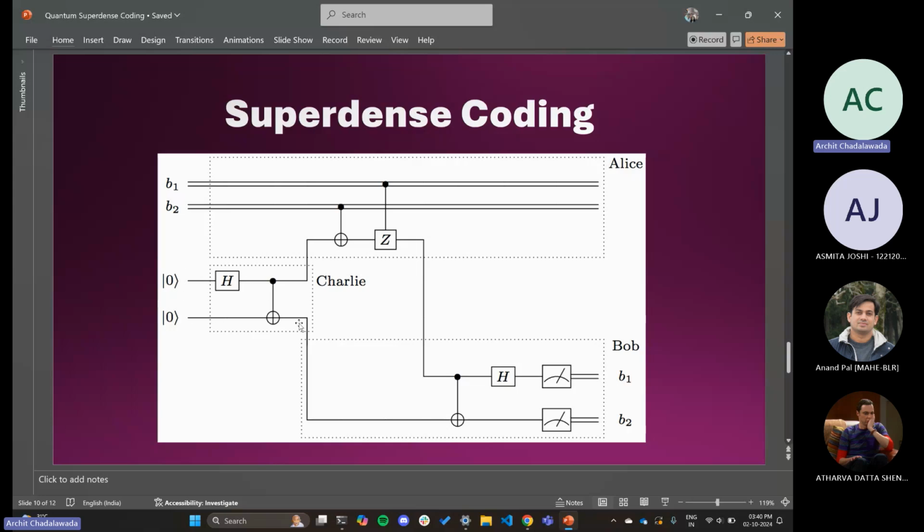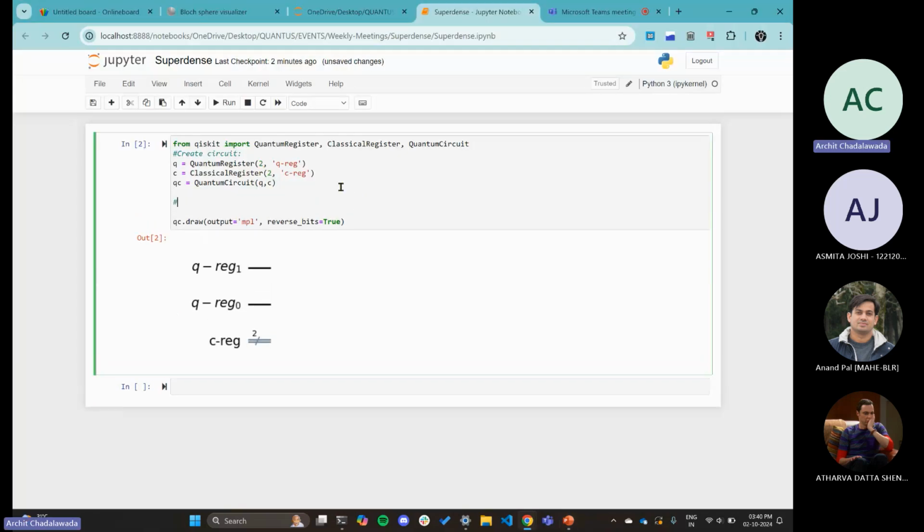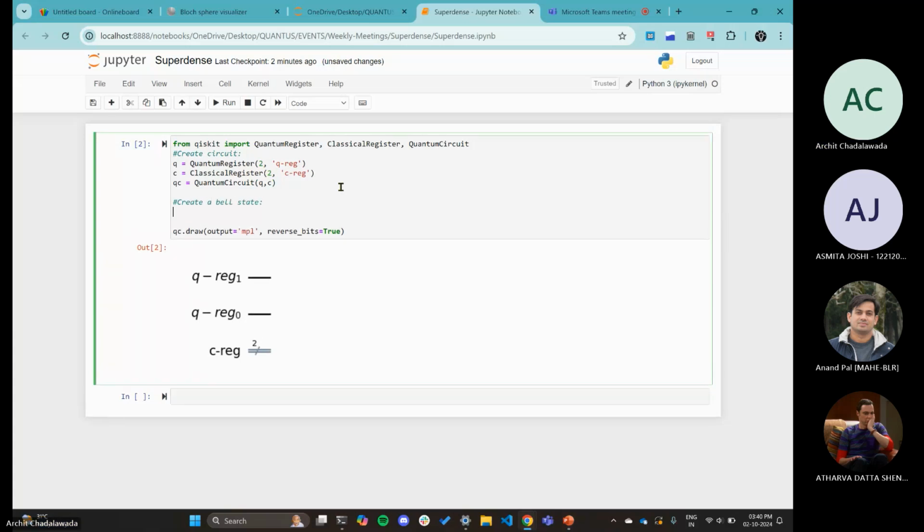So what is the first step we need to do? We need to create the Bell state between Alice and Bob, which involves the Hadamard and the CNOT gates. So let's do that. Let's first create a Bell state. The Bell state first involves what? Putting a Hadamard on Q1. So onto the quantum circuit, we apply a Hadamard gate represented by the H primitive, and we apply it on which qubit? Q1, which is indexing the quantum register.